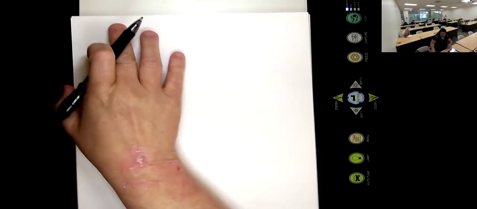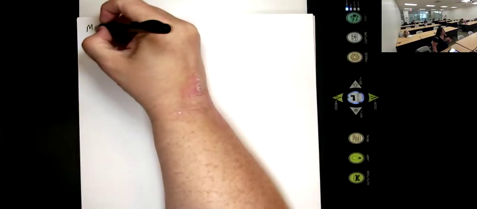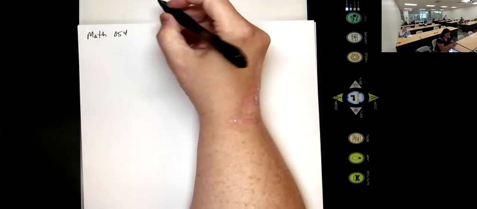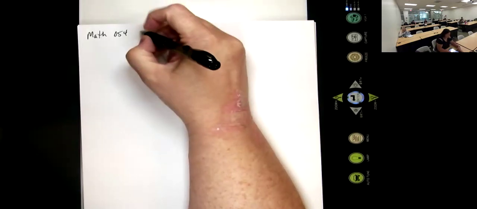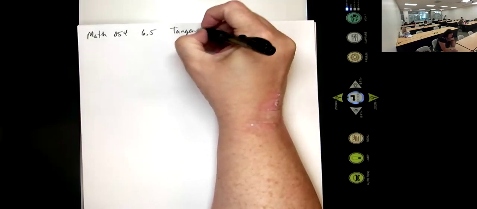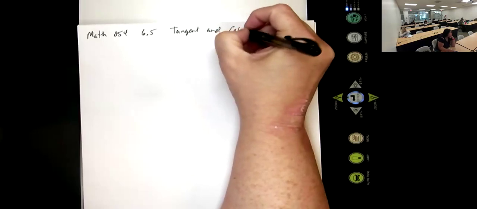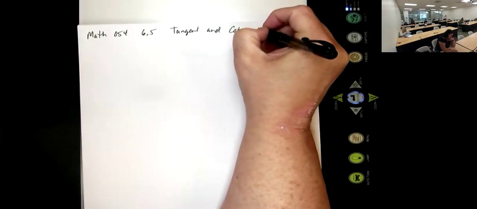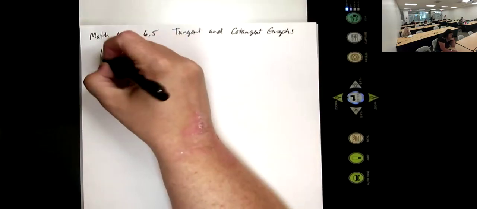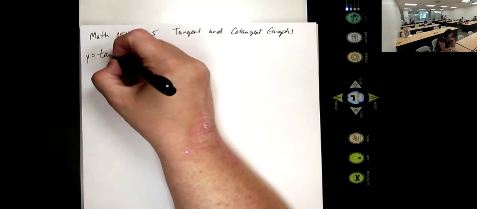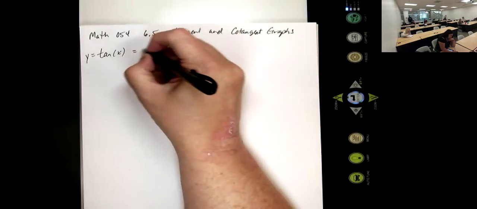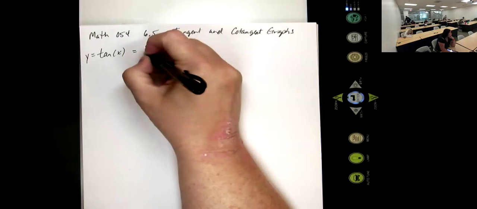Let's continue on our journey of exploring the graphs of the trig functions. We've done sine and cosine in fair depth. 6.5 is on the tangent and cotangent functions. And let's start with y equals tan x, keeping in mind that tangent x is sine x over cosine x.